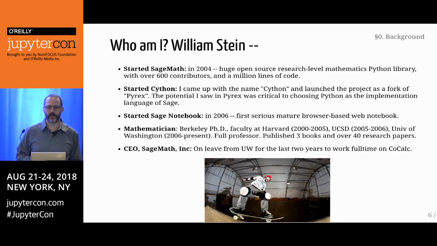And who am I? So I started a project called SageMath in 2004, which is a large Python library for primarily pure mathematics research and also undergraduate mathematics-related teaching. It's meant to be an alternative to Mathematica, Maple, and Magma. I also started Cython, which is a Python to C compiler, and it makes it possible to cleanly write very fast code and use it from Python. And then I started something called the Sage Notebook in 2006, which looks a lot like what Jupyter looks like now, but it was written before jQuery even existed. So it was pretty tricky to write.